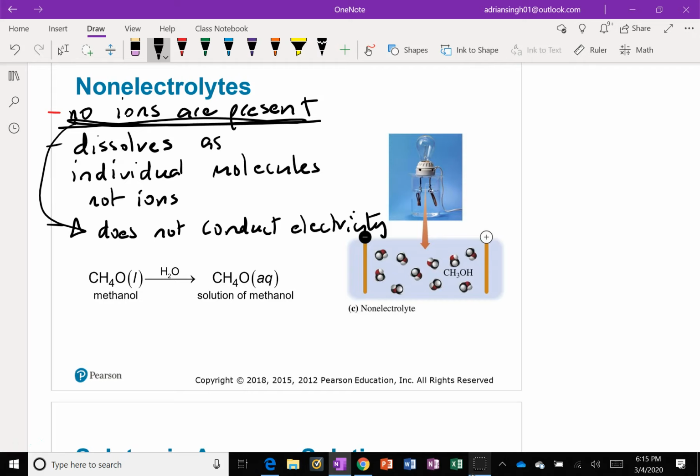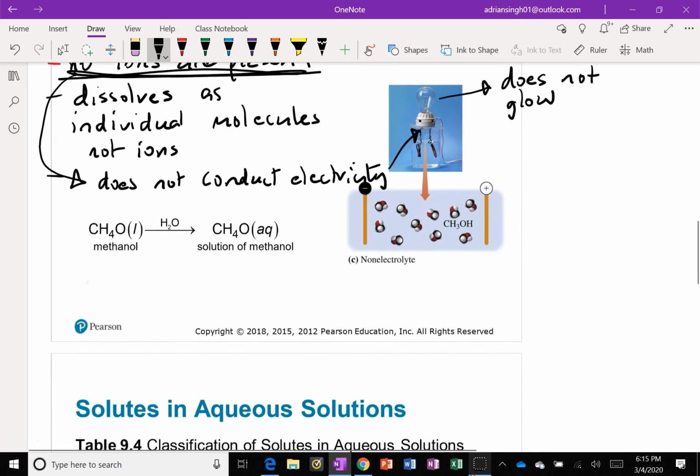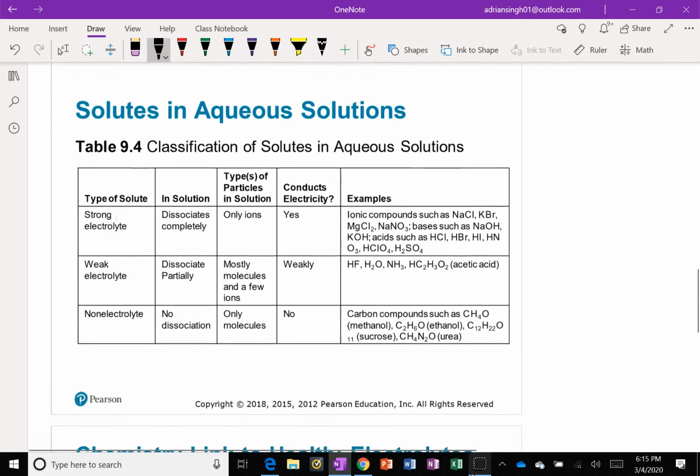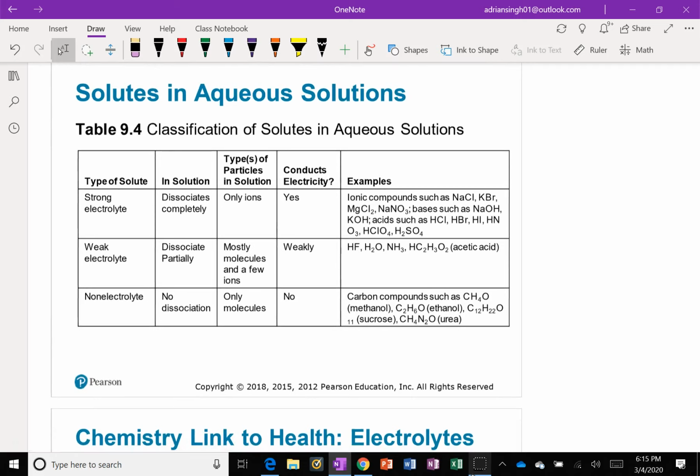You stick this in a little setup here. Because there aren't any ions present, our bulb does not glow. Right? Because there are no ions in that solution. So there are quite a few substances that are non-electrolytes, where they dissolve as molecules, not as ions. Your table in your textbook walks you through, or gives you some other examples of substances that act as strong, weak, or non-electrolytes. I mentioned a couple of them here.